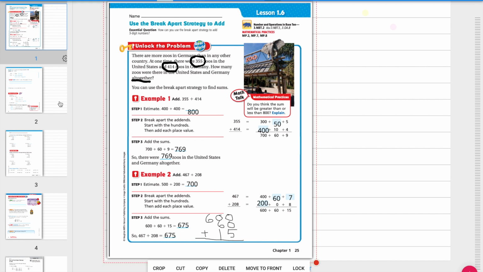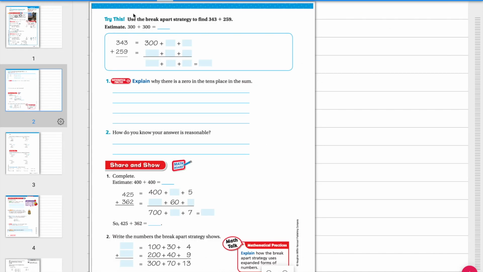We're going to move on to page 26. Estimate is our first step. Then we'll break it apart. This is called expanded form. You may have seen this in second grade where you're separating them out into their place value parts. And then we'll add each place value separately and then collapse them back together. So let's try this one. Let's use the break apart strategy to find 343 plus 259.